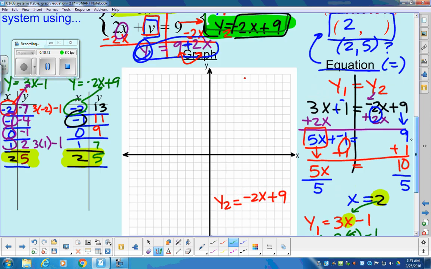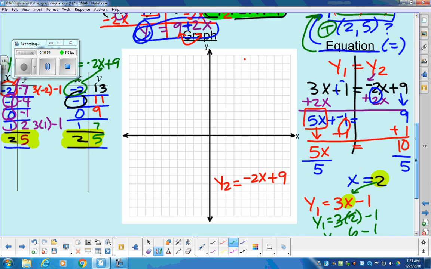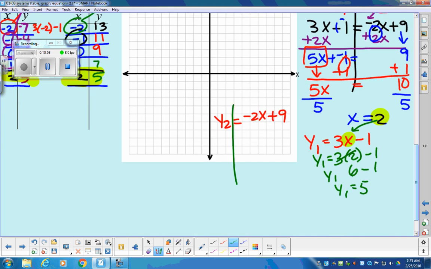Going back up to this solution up here, my y value is equal to 5, which is what I thought in the table. This is my table answer. This is my equation answer. Now I can confirm that in the other equation as well. You don't have to do that every single time, but when you're taking a test, you really want to confirm that the answer is correct.